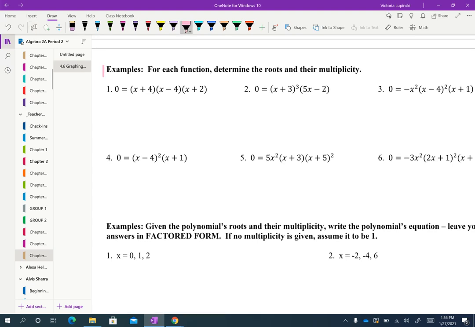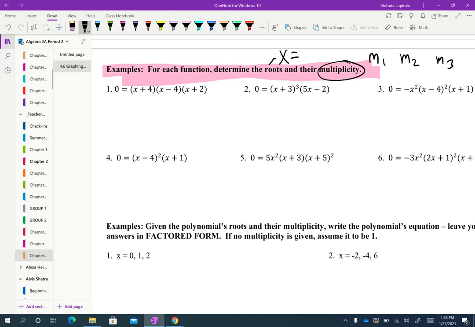For each function, determine the roots and their multiplicity. So when you're determining the roots, I want you to tell me the x equals. You're going to say m1 if it's multiplicity 1. You're going to say m2 if it's multiplicity 2. And you're going to say m3 if it's multiplicity 3. So let's go ahead and take a look at number 1.